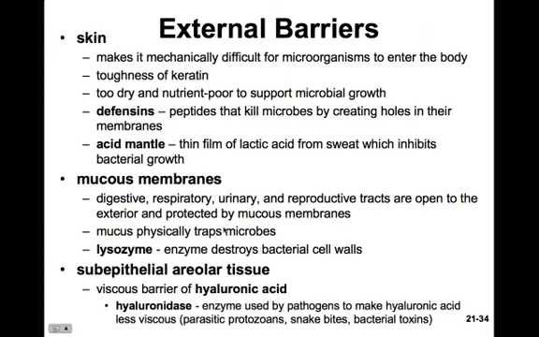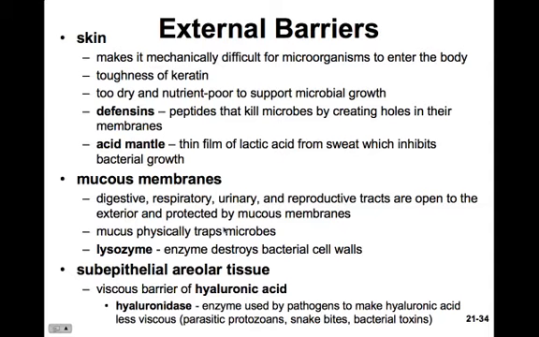So let's begin by looking at the external barriers. The skin makes it mechanically difficult for microorganisms to enter the body. There's that tough layer of keratin in the dead cells in the top of the integumentary layer, and it's too dry and nutrient poor to support any kind of microbial growth. We also secrete peptides that kill these microbes by creating holes in their membranes. We'll examine those later on in this section, as well as an acid mantle. As we sweat, we produce lactic acid, and that itself inhibits bacterial growth.